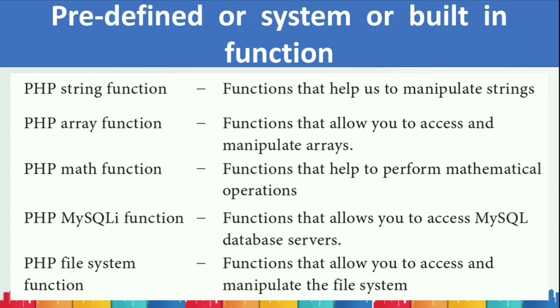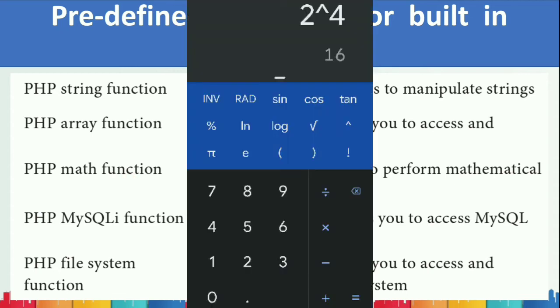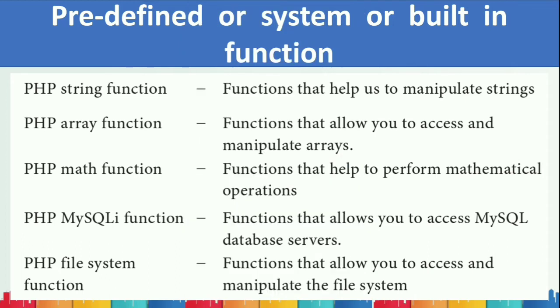For example, look at the calculator. Take the mobile calculator itself. We do have power; the cap symbol is used as the power operator. So 2 to the power 4 is 16. You need not multiply 2 four times, 2 into 2 into 2 into 2. It is not compulsory. You can use the power operator. Likewise we do have mathematical functions in PHP also.